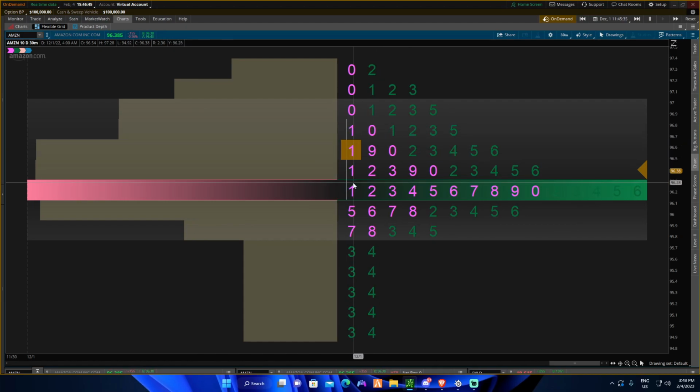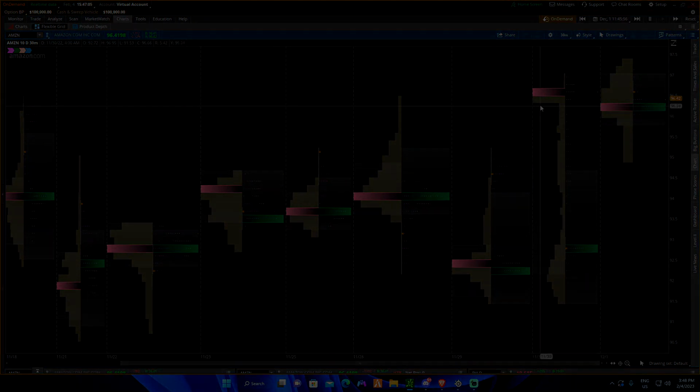Alright, so with monkey bars, it goes 1, 2, 3, 4, 5, 6, 7, 8, 9, and then instead of doing 10, it goes 0. Once it hits 0, it goes up or it goes down, depending on who's aggressive, the buyers or sellers. Mostly it'll go up, right? It'll go to this level. And yeah, guys, you can see the patterns forming with the candle and the monkey bar.